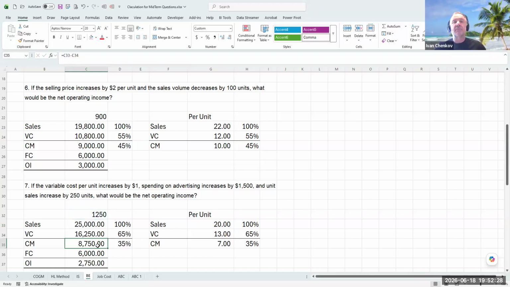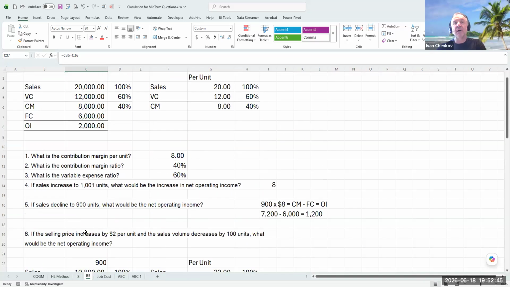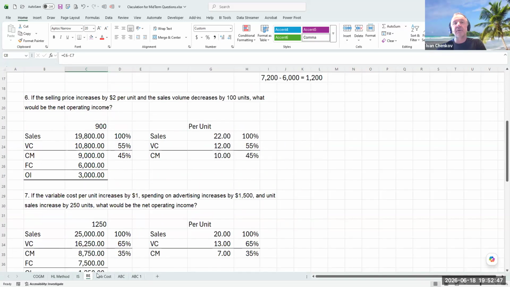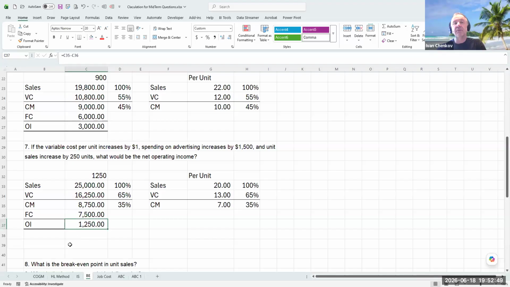So my contribution margin jumped to 8,750, but I'm increasing my advertising. So I'm increasing my fixed cost by 1,500. So my new fixed cost is 7,500. So what's happened with operating income? It becomes 1,250. I was here at 2,000. Now I'm down to 1,250. Is that profitable for me? No.